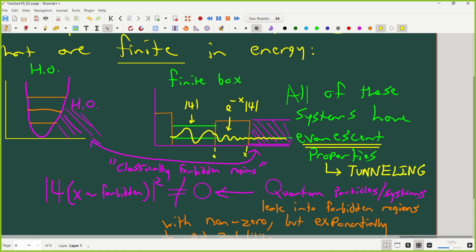Next class we'll talk about this in terms of the harmonic oscillator, and I'll show you some examples of where tunneling plays a huge role in chemistry. Okay? We'll come back to that.